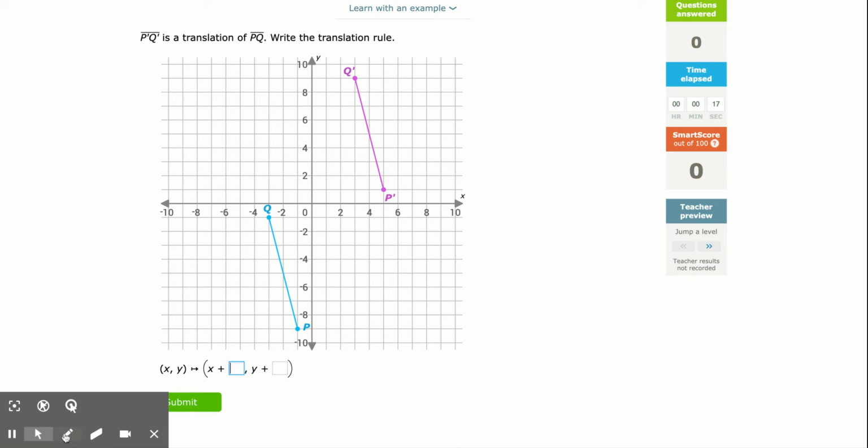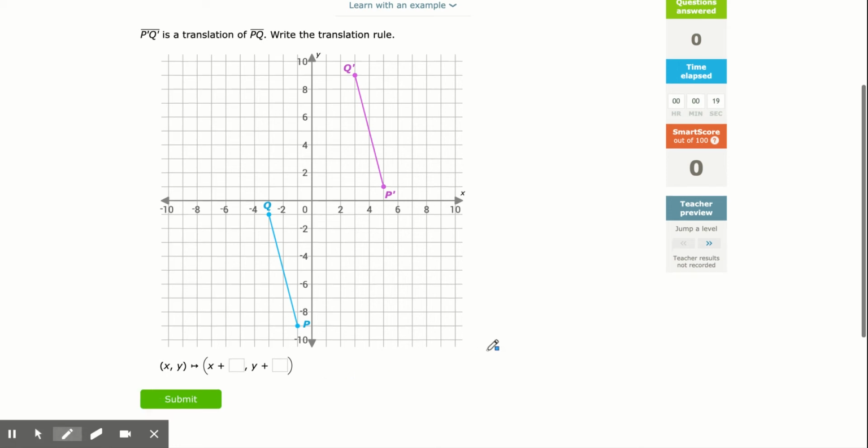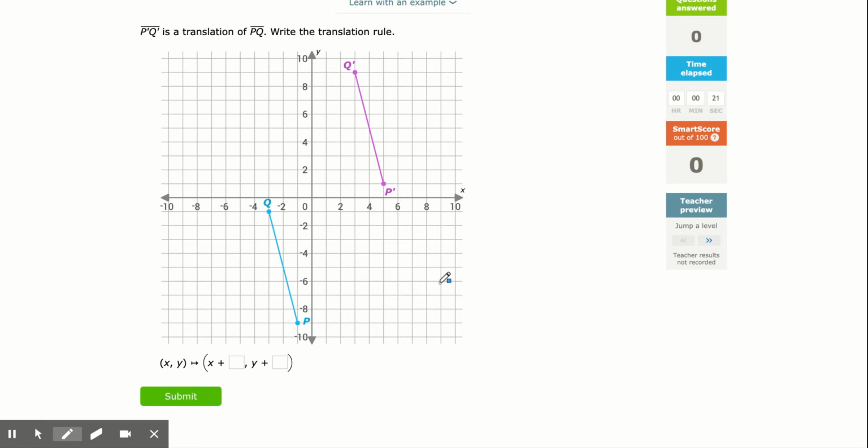Welcome. In this lesson, we're just going to learn to write the rule for translation. The biggest thing is remembering that we are going from PQ, and it says it backwards. This little prime, this little tick mark above the P and above the Q, means that's the image. P prime and Q prime is a translation of PQ.